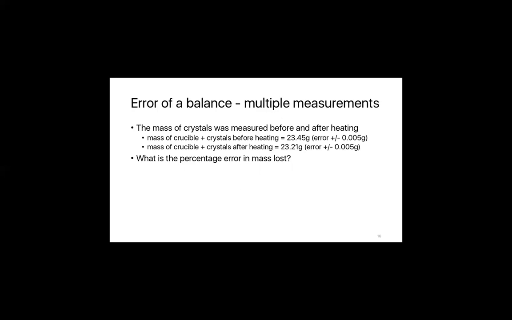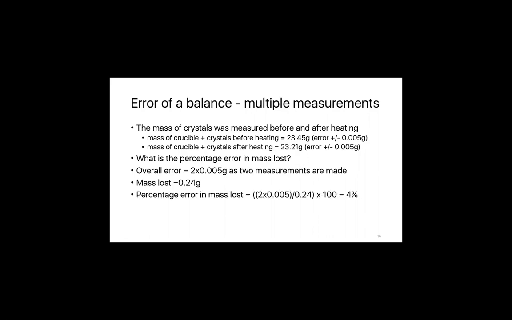So what is the percentage error in mass lost? I'll talk you straight through this one. Because you're making multiple measurements, the error margin is counted twice, so you have to double it. The mass loss is 23.45, subtract 23.21, which is 0.24. So that brings you to a percentage error in mass loss of 4%. It's 0.010 divided by 0.24 expressed as a percentage, so it'd be 4%.